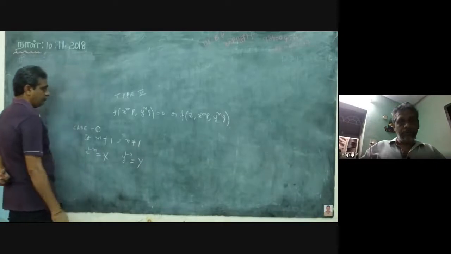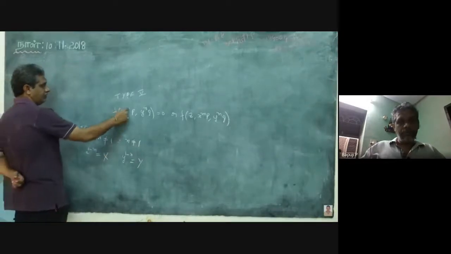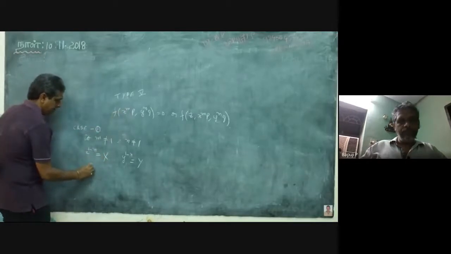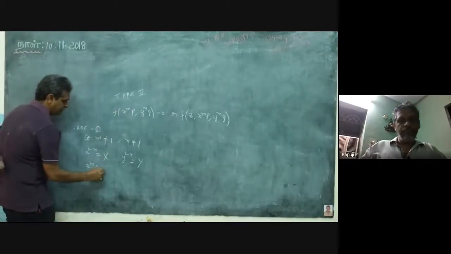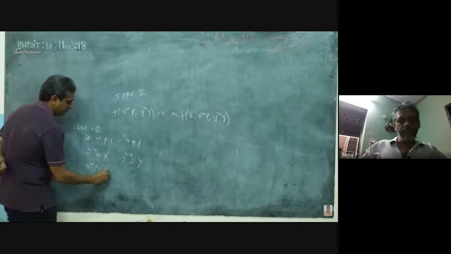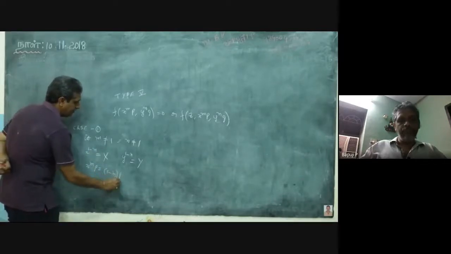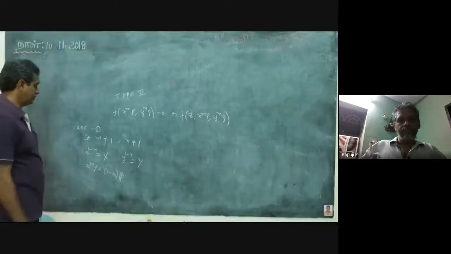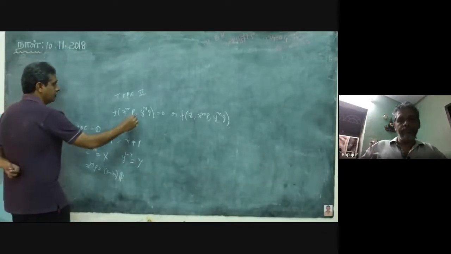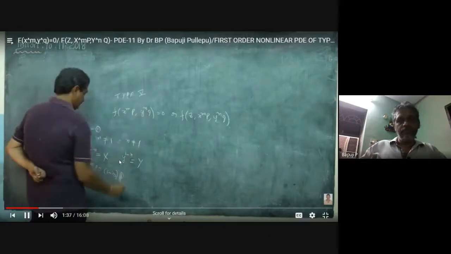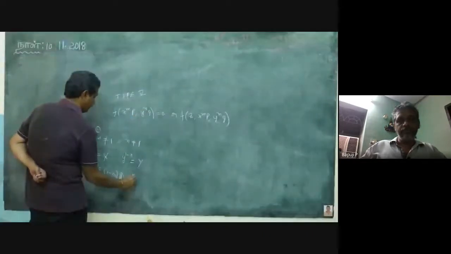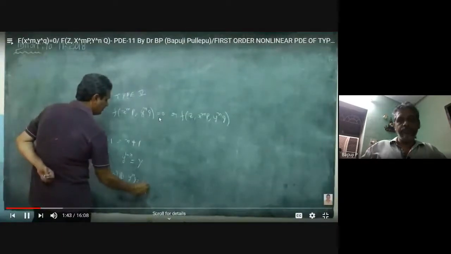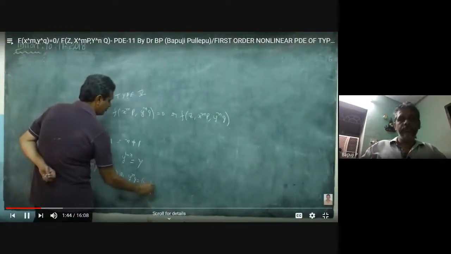Now, who is there actually? x power m into p. So this becomes x power m into p is equal to, substituting 1 minus m, 1 minus m into capital P, you will get. Similarly, here y power n into q is equal to 1 minus n into capital Q.